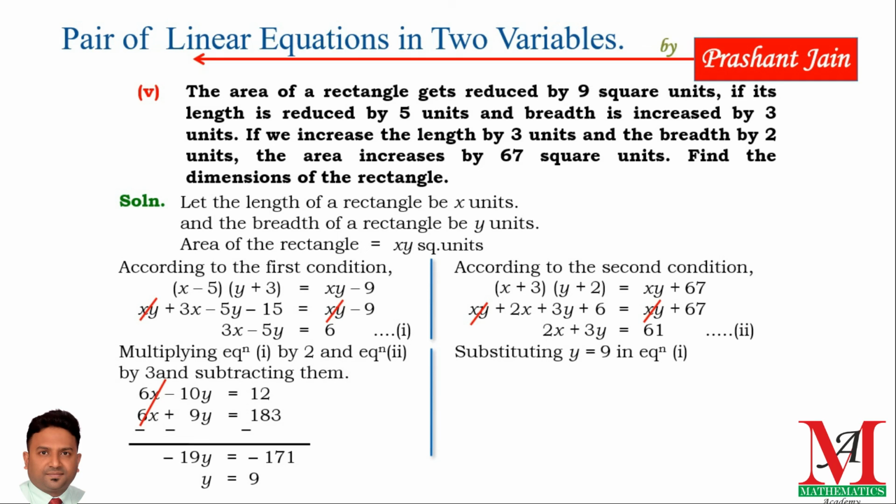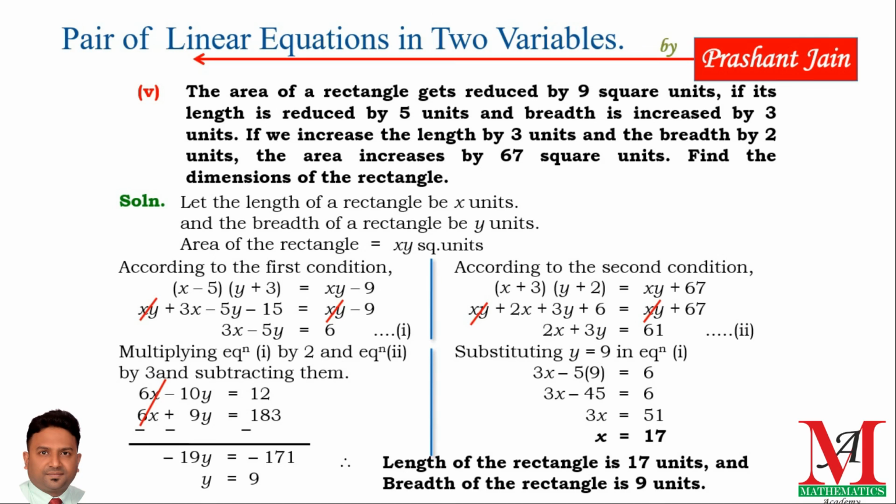Now put this value of 9 in equation first, we get the value of x, and that is 17. So now we have the value of x and y. x is the length of the rectangle and y is the breadth of the rectangle, and that are 17 units and 9 units respectively.